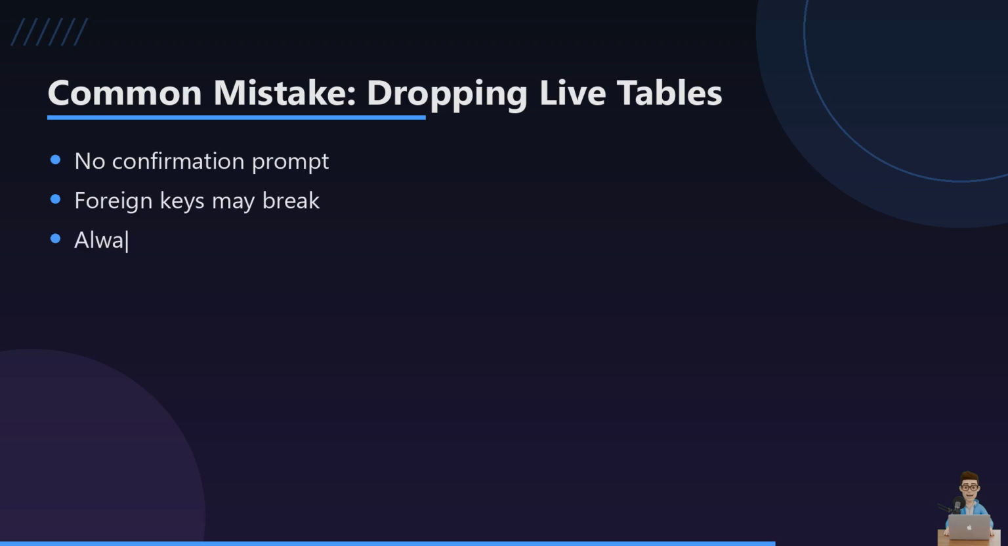Here's where people get burned. The database will not ask, are you sure? It just does it. And if another table points to the one you dropped through a foreign key, you can break that link too. My honest opinion, drop in production is overrated as a quick fix. Back up first every single time.